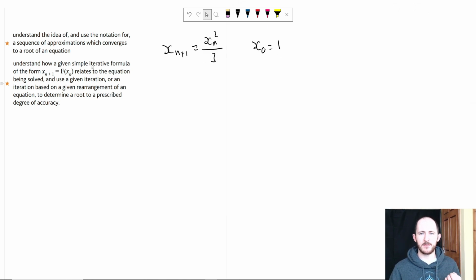So understand how a given simple iterative formula of the form x(n+1) equals f(xn) relates to the equation being solved, and use a given iteration, or an iteration based on a given rearrangement of an equation, to determine a root to a prescribed degree of accuracy. That's a lot of fancy talk. Essentially, you're going to be using these equations to find a solution to a certain number of decimal places.